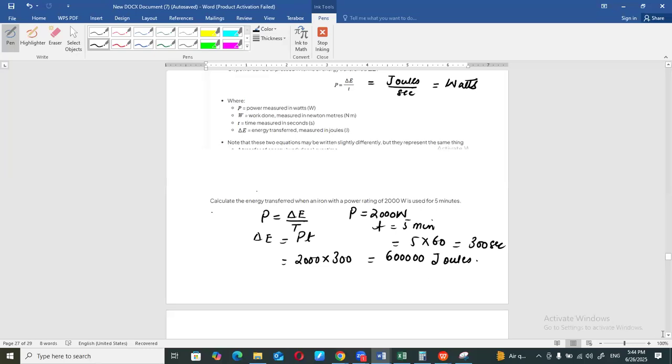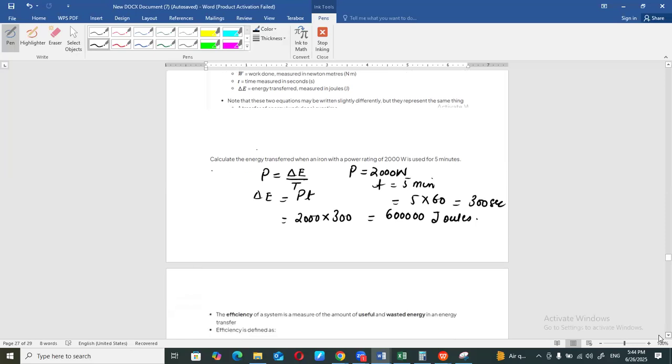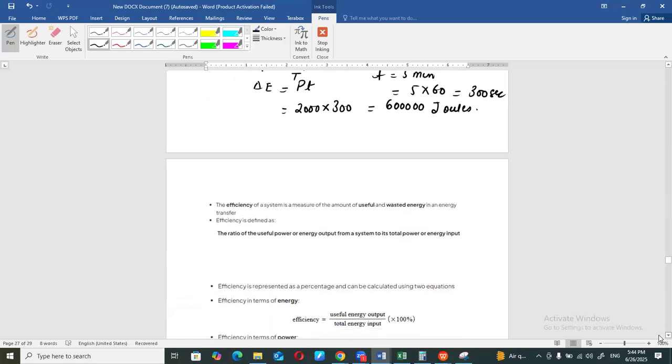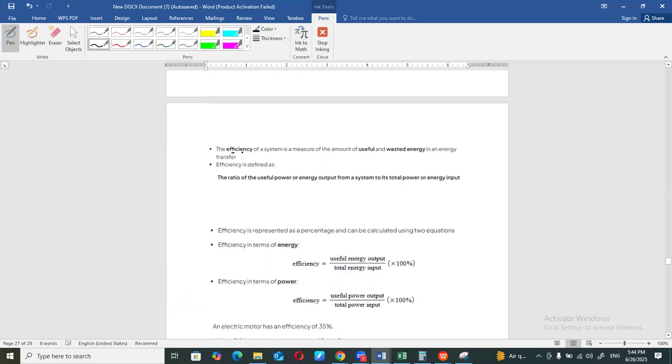Right? Now, the topic which we were talking about is definitely efficiency. What was efficiency? When you know how much energy is being used as a useful output and how much energy is being input. It's very simple. Efficiency is equal to useful energy output divided by total energy input.